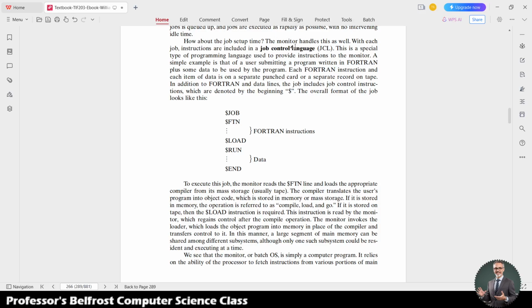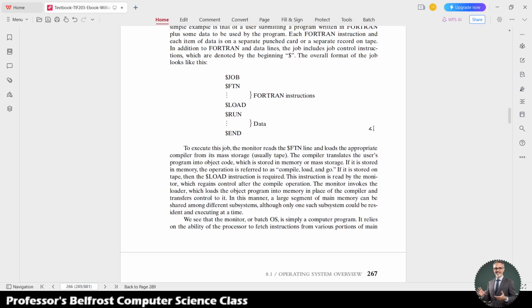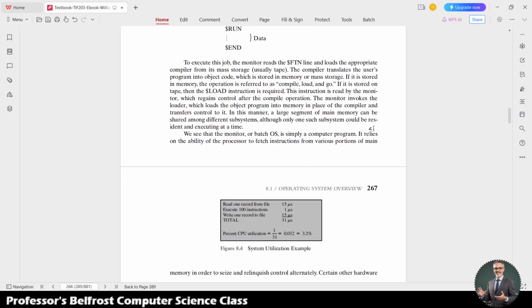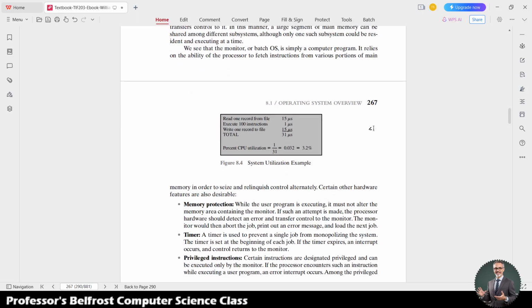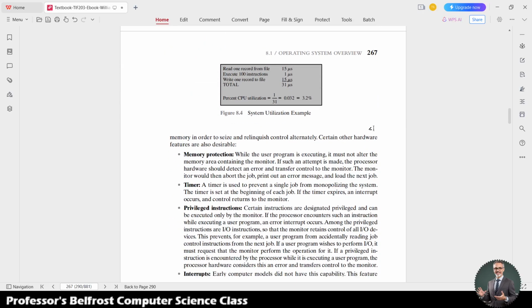How about the job setup time? The monitor will handle this too. For each job, the instructions are included in a JCL, job control language. This is a very specific type of programming language used to provide instructions to the monitor. This is just a detailed explanation of how it operates using the Fortran language.